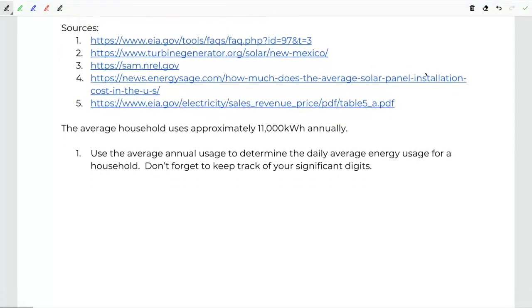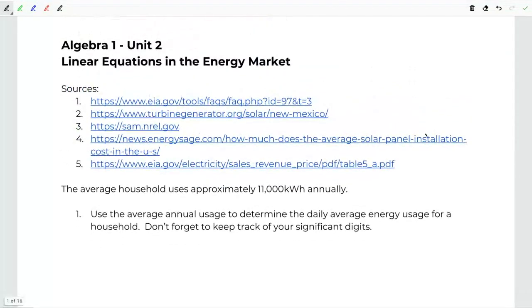So what we have here is Unit 2, which is linear equations in the energy market. And we're going to be discussing what solar installations look like today. So before starting this class, you should just look through these links to see what information is out there. We'll use some of these links for the course of the class, and others are just there so that you have a little bit more information.